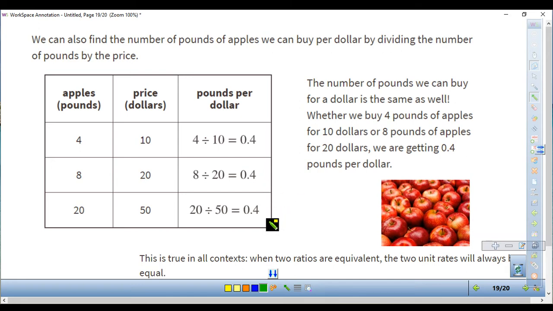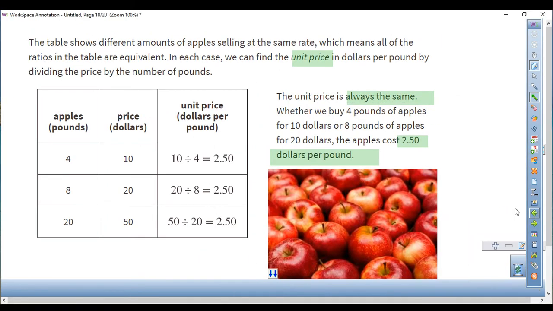So again, it would depend on what we were asked to do for this question. The number of pounds we can buy for $1 is the same either way, though. So when 2 ratios are equivalent, the 2 unit rates will always be equal. So both of these were unit rates. I'll go back to that other page as well.